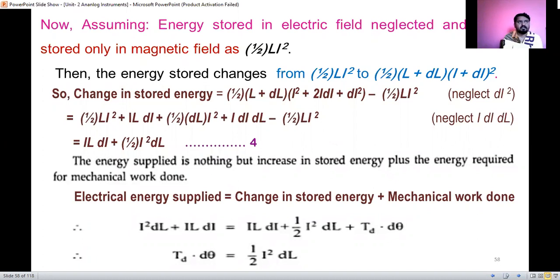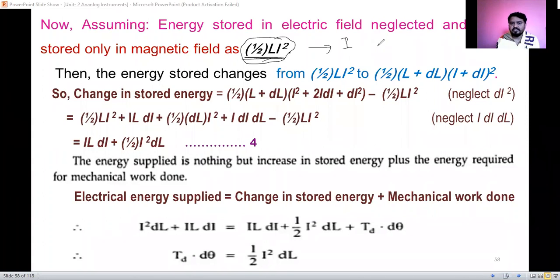Whatever energy is stored in the electrical field is neglected, but the mechanical force will be produced because of the magnetic field only. So we are considering the energy stored in the magnetic field as 1/2 Li square. For the initial condition, the energy stored in the magnetic field is 1/2 Li square. This is the initial energy stored. When the current I is supplied, the energy stored in the magnetic field is 1/2 Li square.